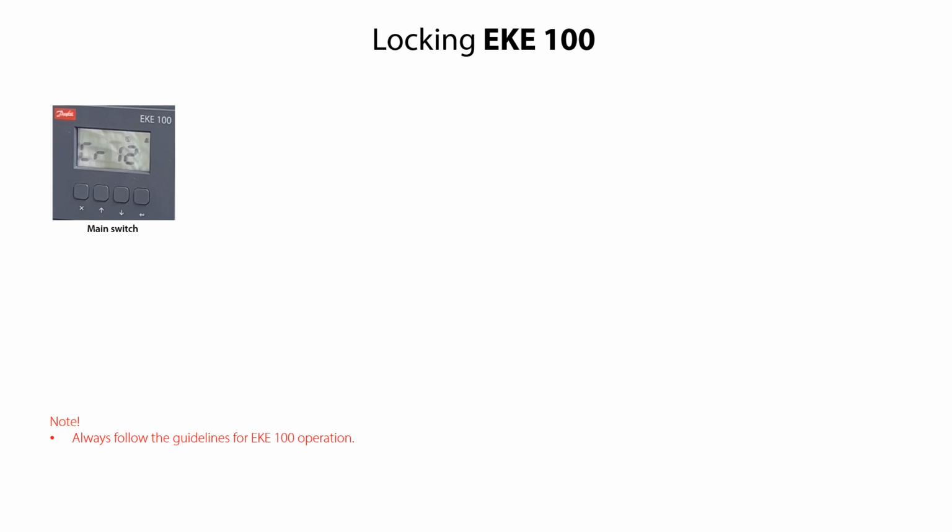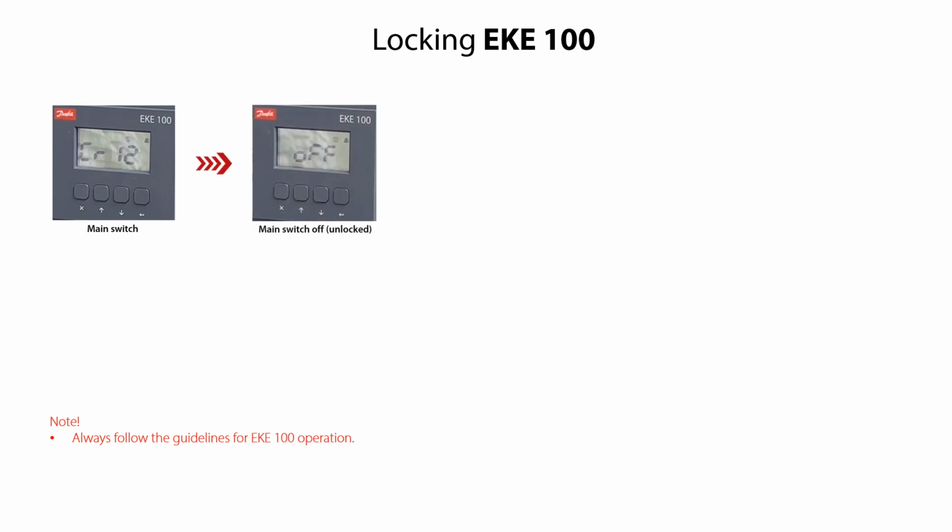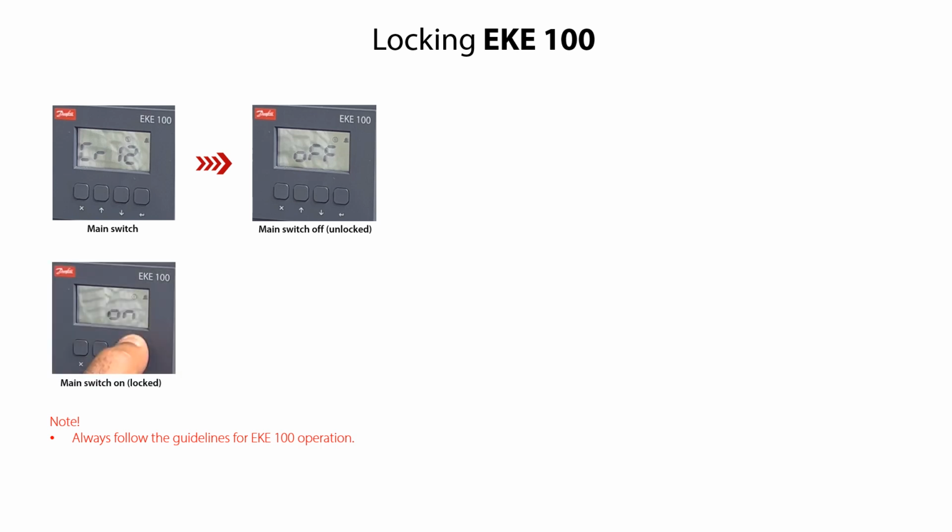After you have completed the configuration of the EKE 100, you need to lock it again. This is done as follows. From the CR12 mode, press the Enter key to change the off setting seen here. Press the arrow up key to change the setting from off to on.